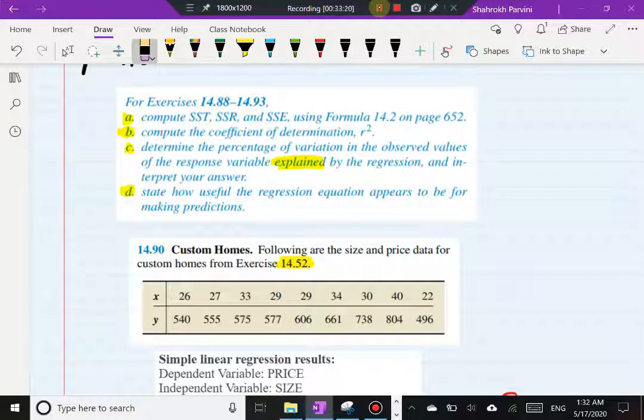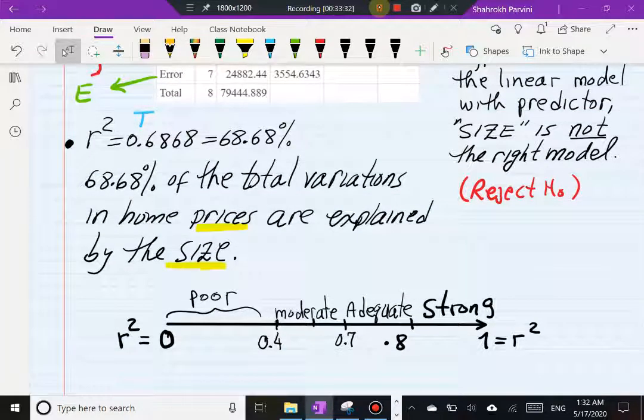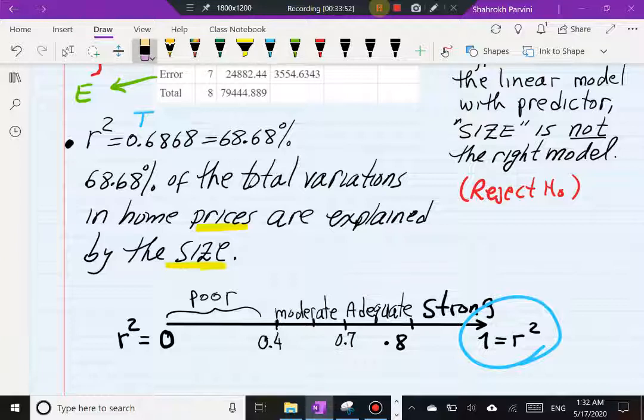Now, as far as part D goes, state how useful the regression model is. This is the metric that I use to quantify the adequacy of the regression model, or what the predictive power of this model is. R squared equal to 1 is the best case possible. That means 100% predictive power. If that ever happens, which seldom does, the model actually becomes a deterministic model, meaning there is absolutely no error in it.